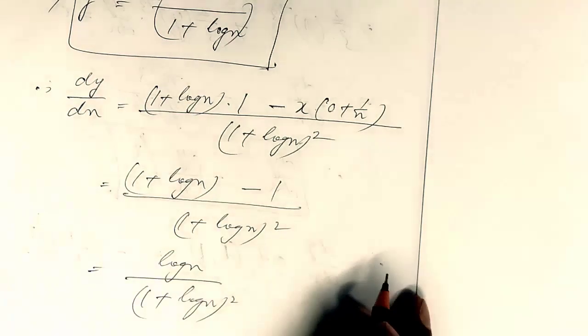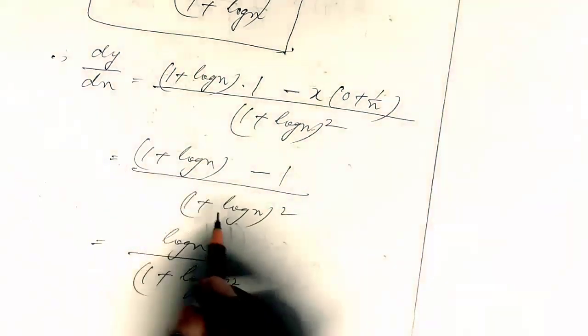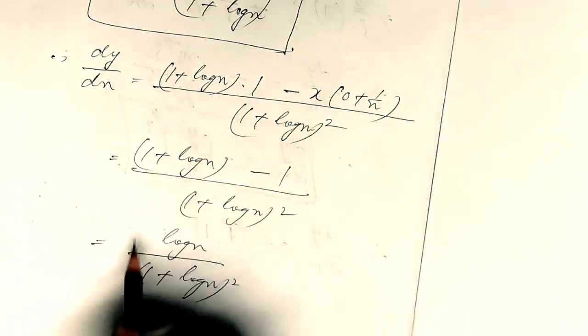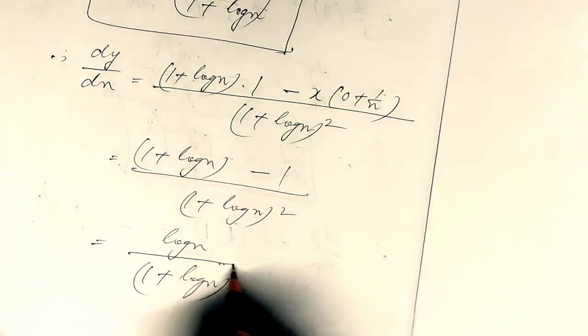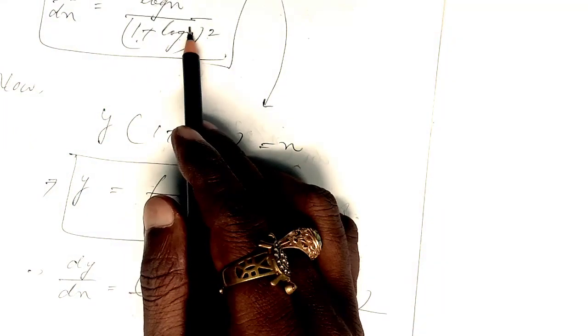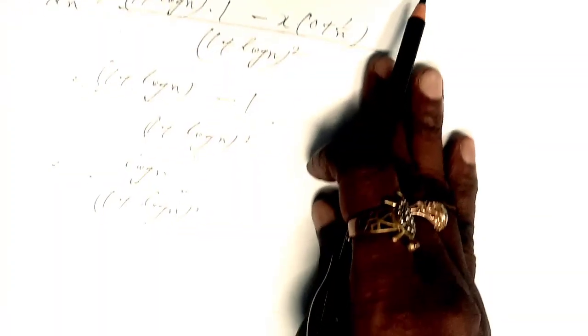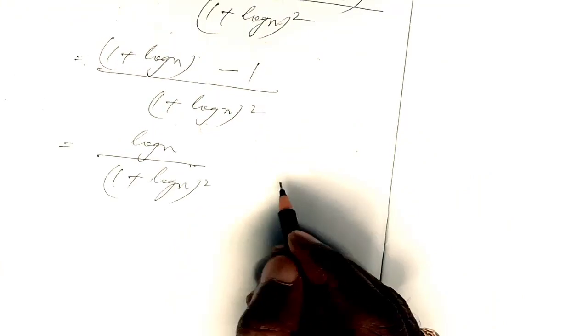Okay, I hope you are able to understand the proof part. What you have to prove? dy by dx equal to log x by (1 plus log x) whole square. That you are getting or not? Just you check. You have to prove dy by dx equal to log x by (1 plus log x) whole square. Okay, now proved. Let us go.